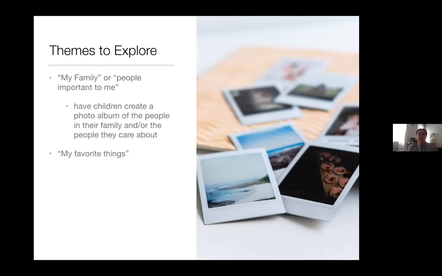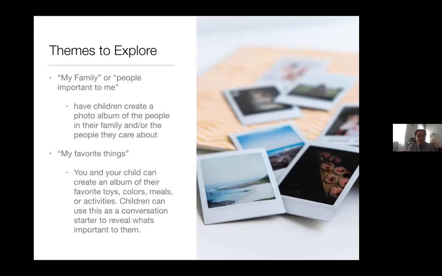So you can make a My Favorite Things book, and your child can make a My Favorite Things book, and you can talk about your favorite things and the ways that they're similar and the ways that they're different. So with My Favorite Things, you and your child can create an album of favorite toys, favorite colors, favorite meals or activities, whatever is important to your child or whatever feels exciting to them in the moment. It could be all of these things together.